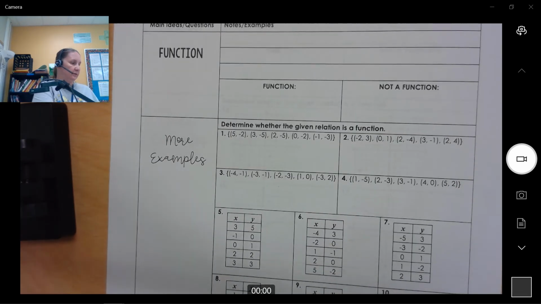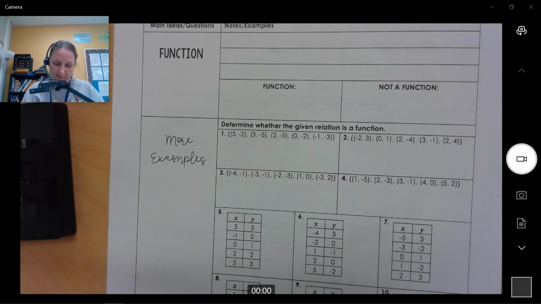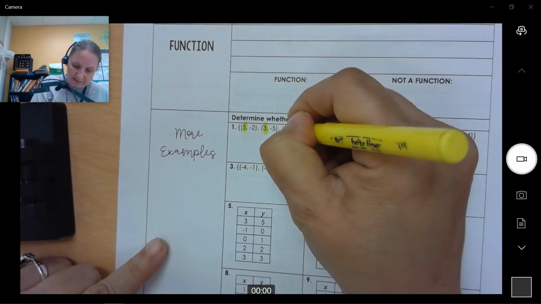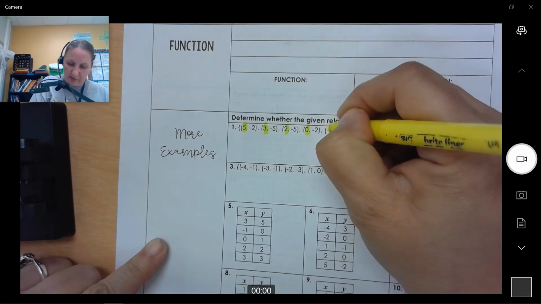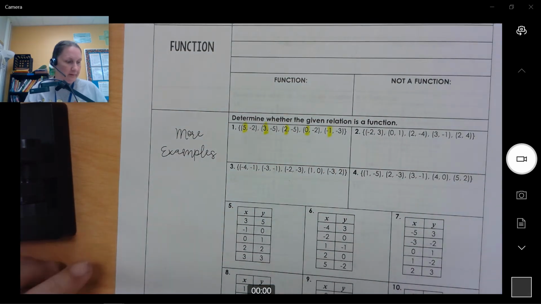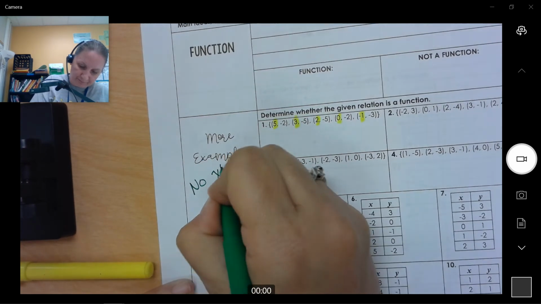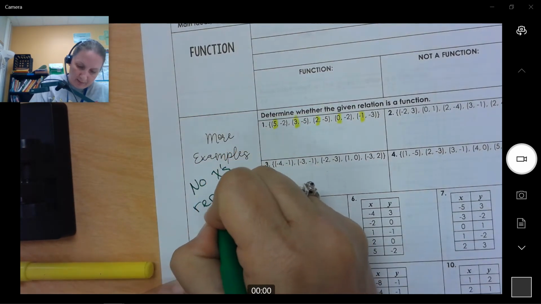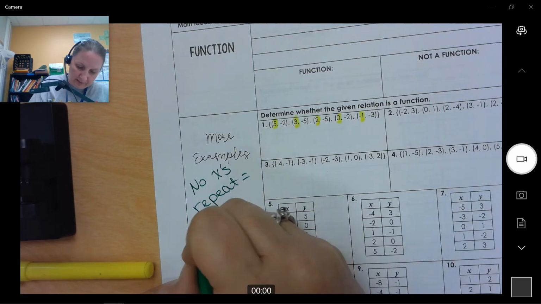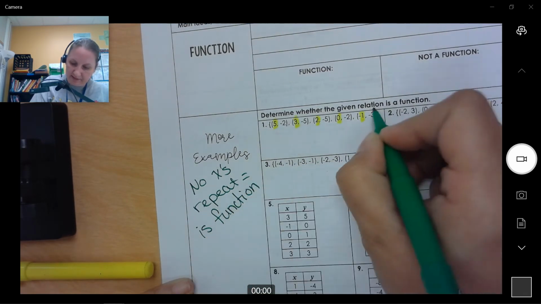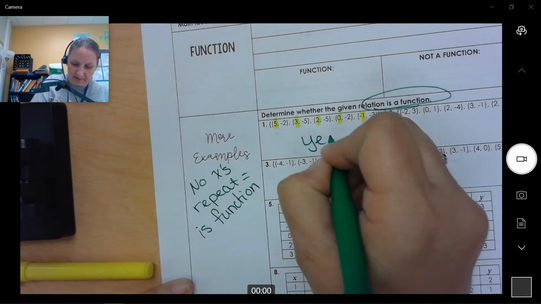So let's quickly look at these questions. Is this a function or not? Well, let's look at our x's. Are there any x's that are repeated? No x's repeated, which means it is a function. They're asking, is this a function? That means that's a yes.